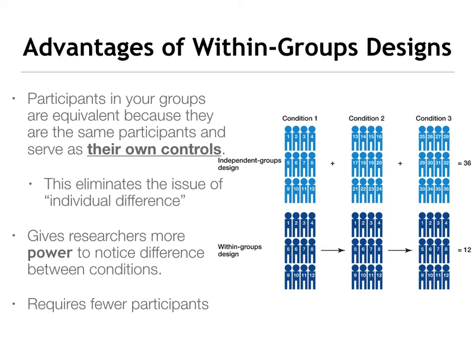Again, the other advantage of within group design is that we just need fewer people. We need 12 people for each condition. That was 36 people in our between subjects design, whereas it's only 12 people in our within group design.